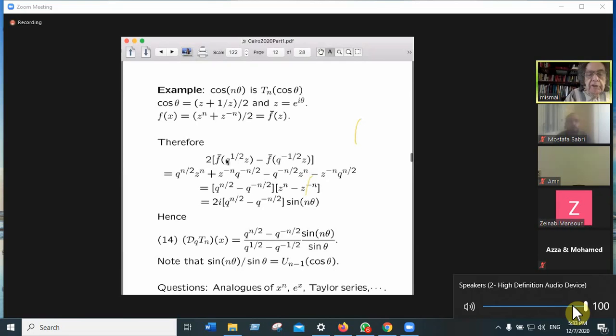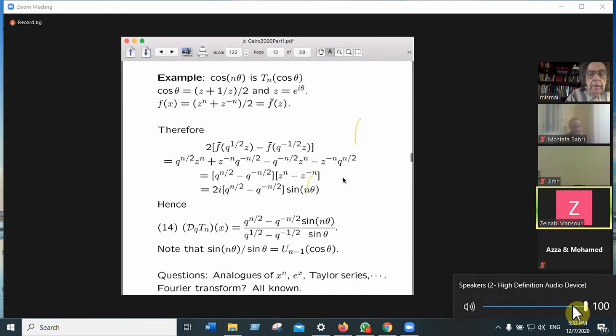Now I calculate this magic difference. I dilate by q to the half and q to the minus a half and subtract. I put this 2 here, cancel some stuff. So if I do that, this 2 cancels the 2. Here I replace z by q to the half z, and here I replace z by q to the minus a half z. So here is the q to the n over 2. That's the first term, and this one, that's this term. And when I replace q to the 1/2 by q to the minus a half, this becomes minus and this becomes a plus.